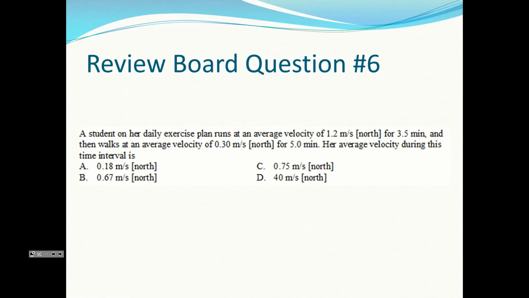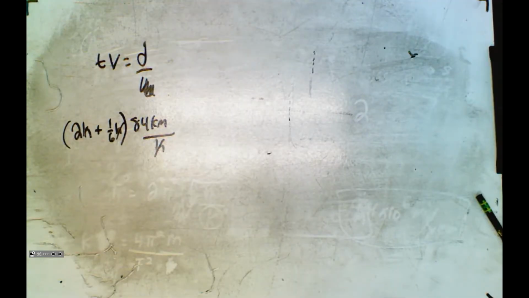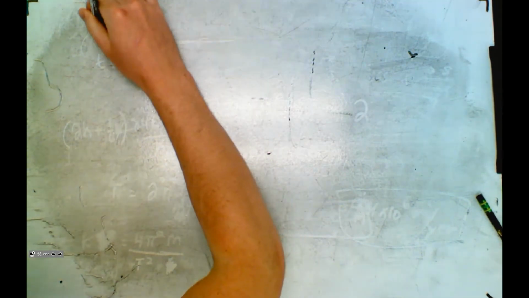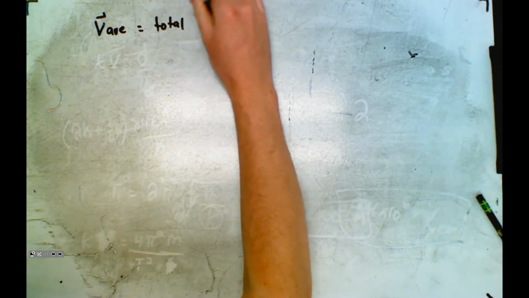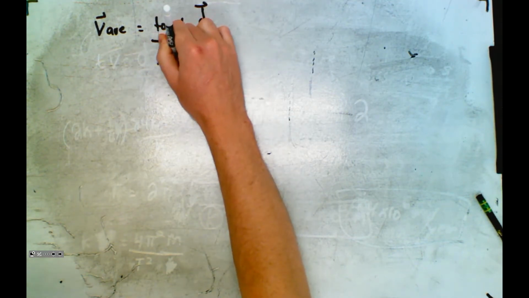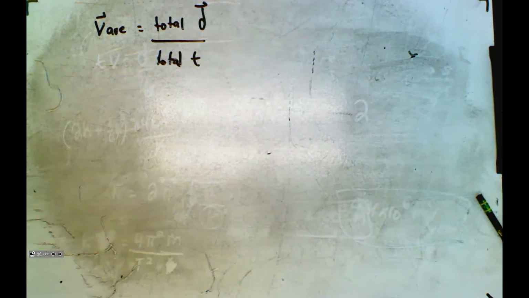A student on her daily exercise plan runs at a velocity of 1.2 meters per second north for 3.5 minutes and then walks an average of 0.3 meters per second for 5 minutes. Her average velocity during this time interval is... Okay, let's do this one. So to find our average velocity, it's going to be our total displacement over our total time. That's how we solve this question.